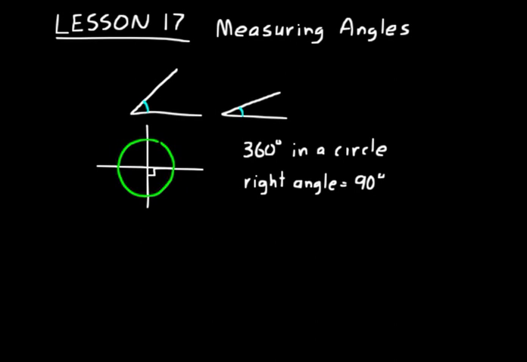Remember in lesson 7 when we compared all the different types of angles to a right angle? We said an acute angle was smaller than a right angle, so that means its measure is less than 90 degrees. An obtuse angle is larger than a right angle, so its measure is greater than 90. But it's not as big as a straight angle. Remember, straight angle, that would be two right angles, so it's 180 degrees. A straight angle has a measure of 180 degrees.